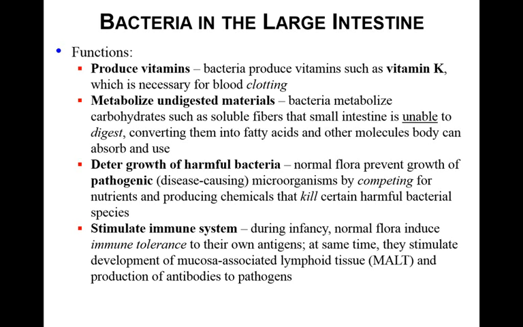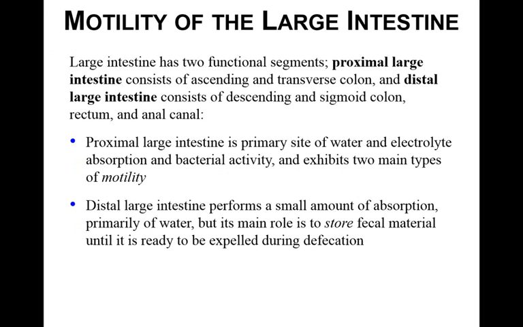During infancy, normal flora induce immune tolerance to their own antigens. They also stimulate MALT to produce antibodies to pathogens. So very, very important immune system functions as well.